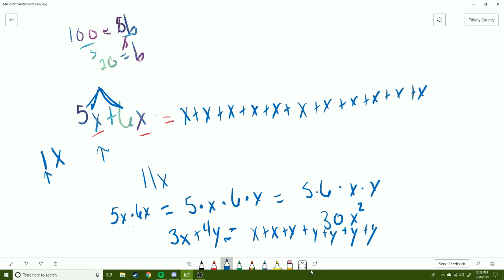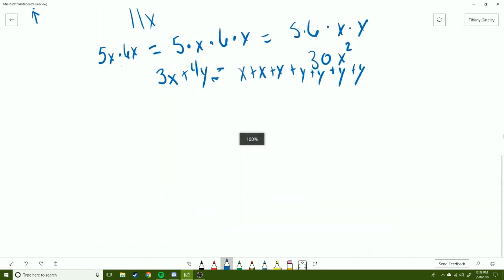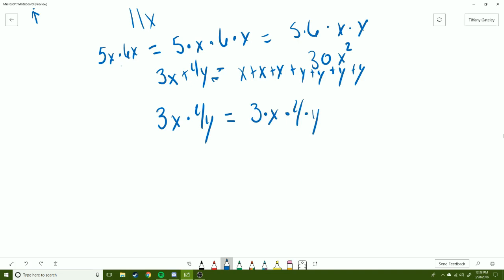However, if you're multiplying, let's scroll down some more. So you're multiplying 3x times 4y. Well, this equals 3 times x times 4 times y. And we do it the same way. So 3 times 4 is 12, and then you have x times y. So you have 12xy. And those are really the rules of variables: you want to just combine like terms.